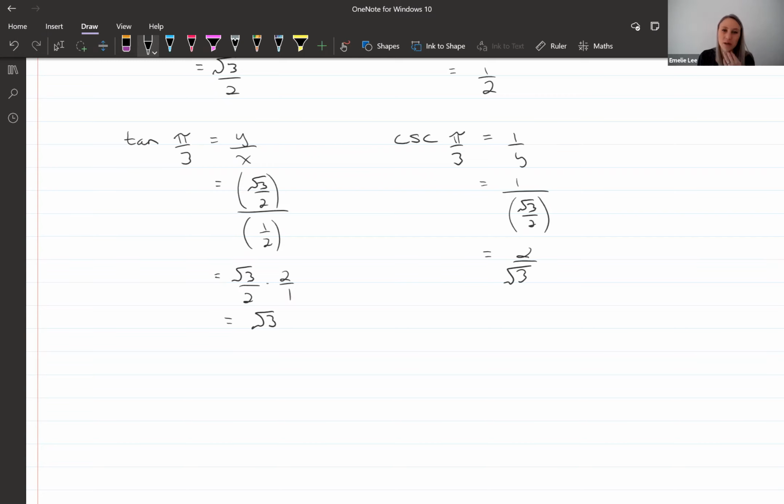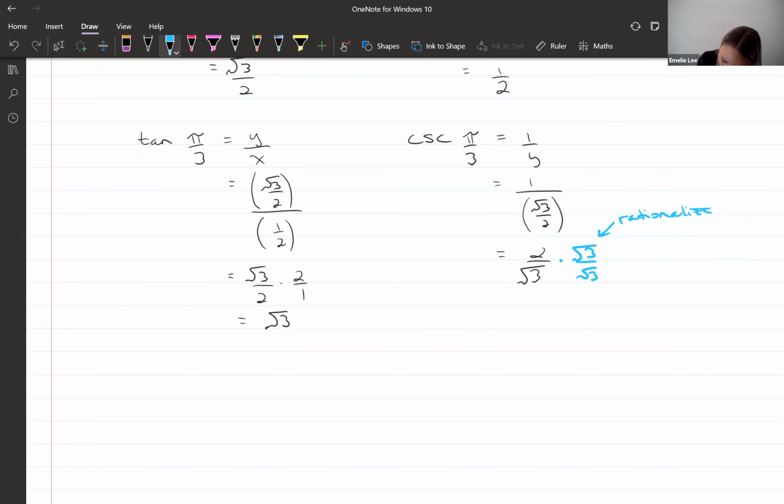But one thing to keep in mind is that we rationalize the denominator, and so we always want the root in the numerator. So what we do, we've done this before. If we have to rationalize something, then we multiply by the conjugate. In this case, it's going to be times root 3 over root 3. Rationalize the denominator.